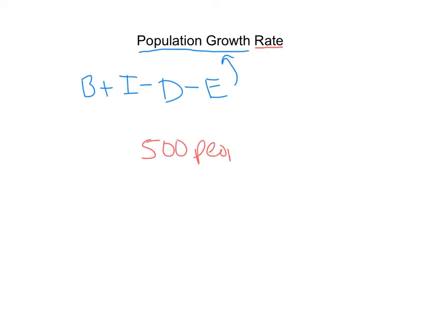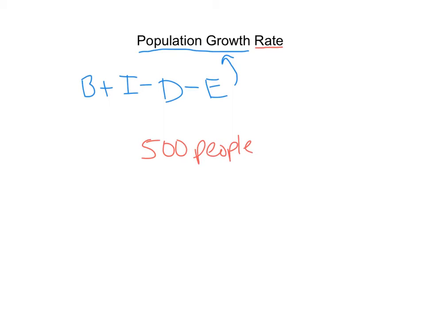Alright, so the next thing is population growth rate. Now remember, on the previous screen we figured out population growth, when we did births plus immigration minus deaths minus emigration. We got the population growth. Now, when you get population growth, you're just getting a whole number. For example, say the population growth was maybe 500 people. Well, that doesn't really tell us much. Is that a fast growth rate or is that a slow growth rate?